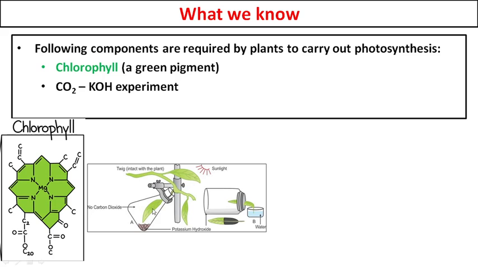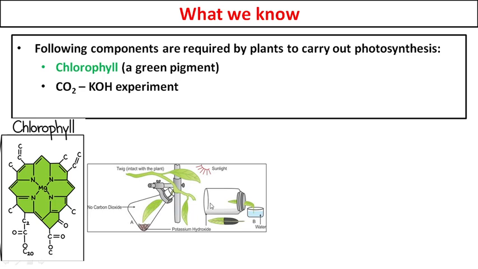After a while, when you take this leaf out and you put iodine on it, I hope you remember we had done this iodine experiment in biomolecules, right? If you put iodine and if it turns blue-black, it means there is presence of starch. Here, what will happen is, because this leaf was not in contact with any amount of carbon dioxide, it was not able to do photosynthesis, which means the leaf will not show any starch deposition.